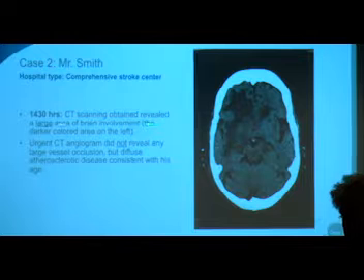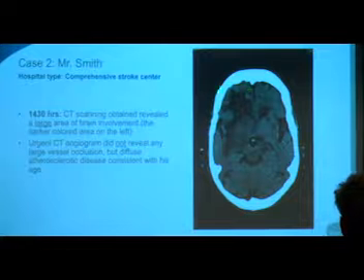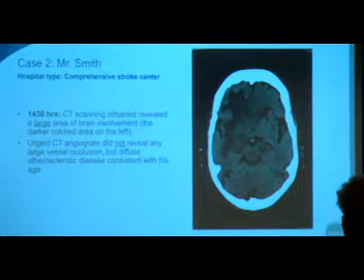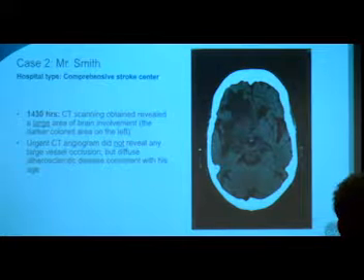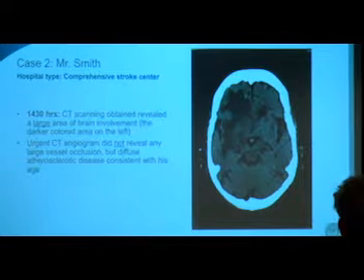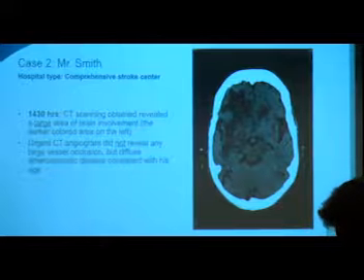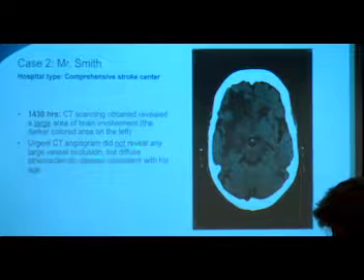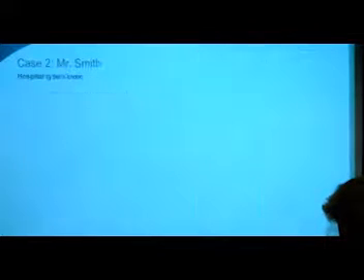CT scan reveals a large area of brain involvement. All the dark colored hypodense region is the evolving established stroke. And then urgent CT angiogram. Usually when there are higher FAST-ED scores, we already prepare for the CT angiograms. That is part of the things that helps us predict and prepare. And CT angiogram did not reveal any large vessel occlusion, just diffuse atherosclerotic disease consistent with his age.